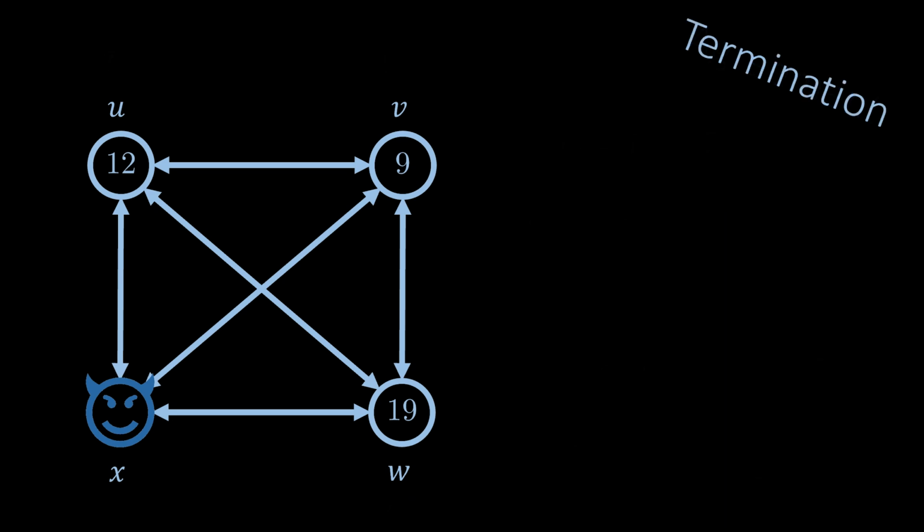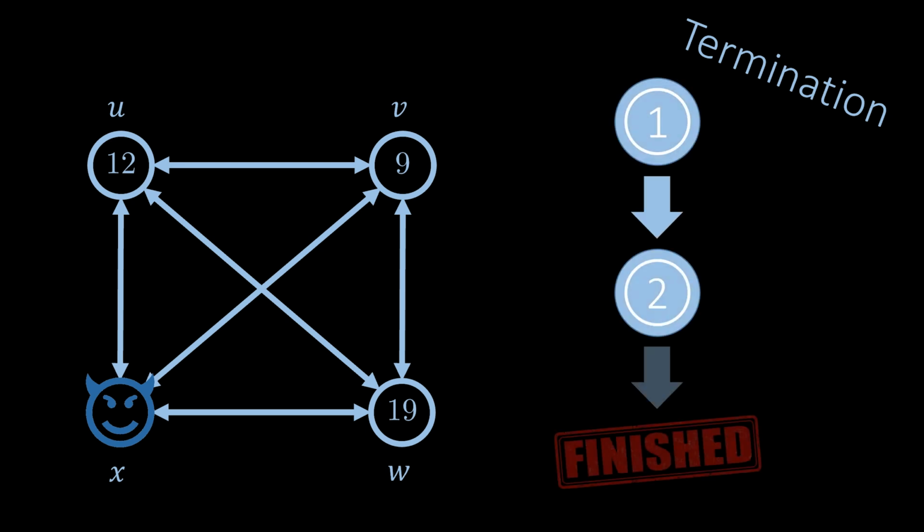What about termination? Is it guaranteed that the protocol execution will halt? The answer is yes. The protocol consists of exactly 2 rounds after which every correct node decides. In other words, there are no loops and so it holds trivially that the execution always terminates.